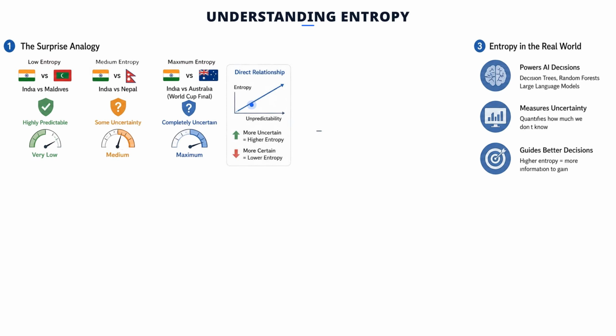The relationship here is direct and steady. The more unpredictable an outcome is, the higher the entropy. Conversely, the more certain you are of an outcome, the lower the entropy. So how do we actually measure this surprise mathematically?